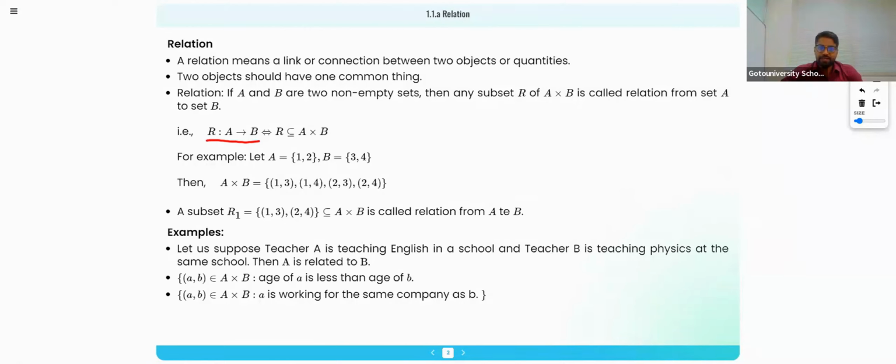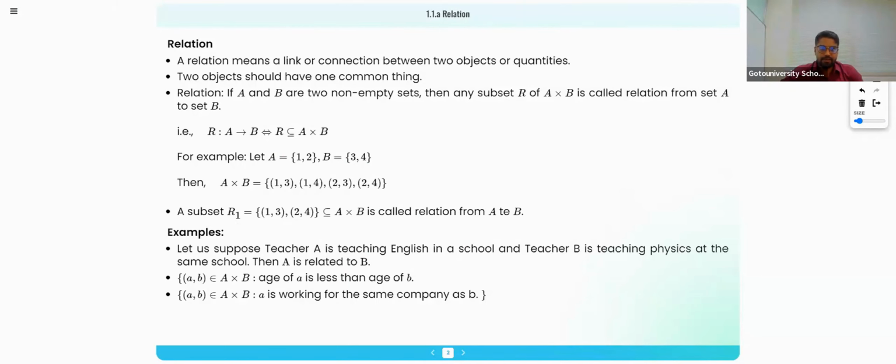Double implication relation that R is a subset of A cross B. See the arrow mark here, double implication. This means this and this means this. So both are double implicated to each other. Okay, right. So now there is an example already.